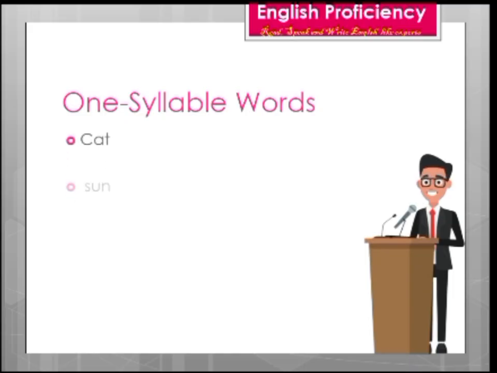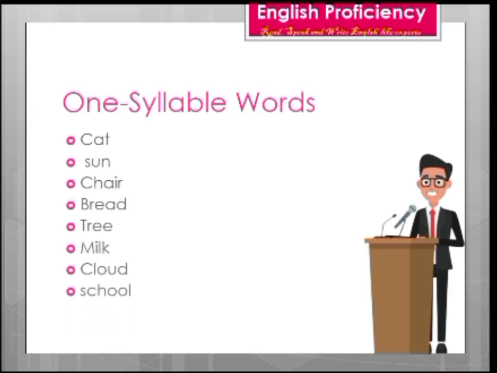Cat, sun, chair, bread, tree, milk, cloud, school. So these are what? One syllable words. You see that when I'm reading these words, I pronounce the sound just once. There's only one sound that you hear. Now let's go to two syllable words.